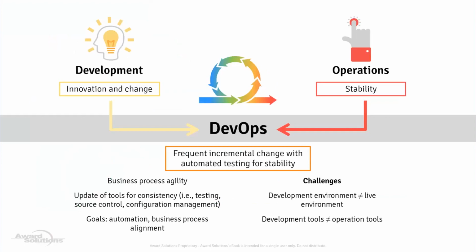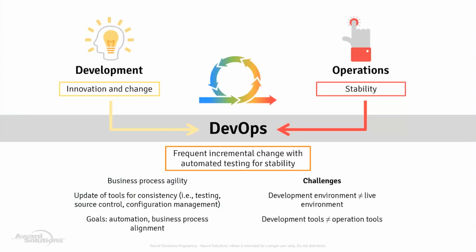Now, one of the other things that's very valuable about Ansible is it falls into the DevOps mentality. And DevOps is a very, very popular term right now. What DevOps is all about is allowing innovation and change from the development side and stability from the operation side to come together, so we can have frequent incremental changes with automated testing for stability. This gives us business process agility. This gives us the ability to update tools very fast.